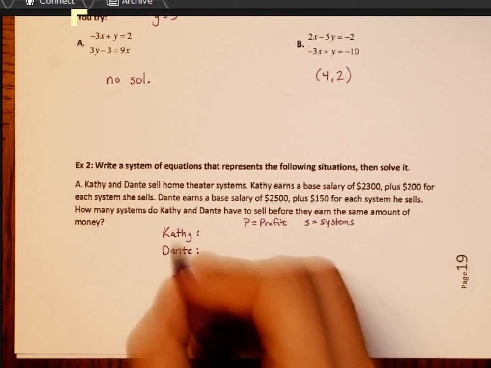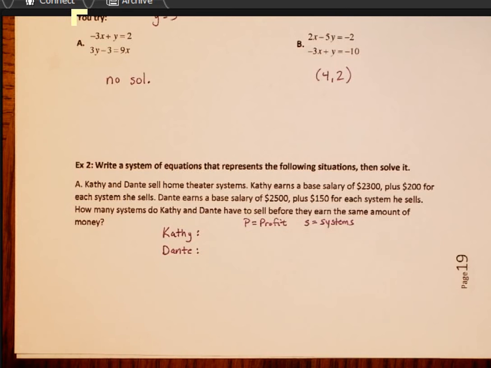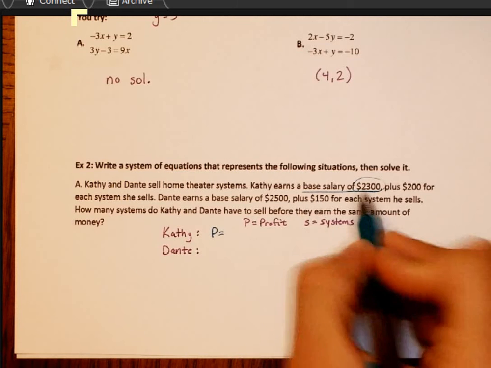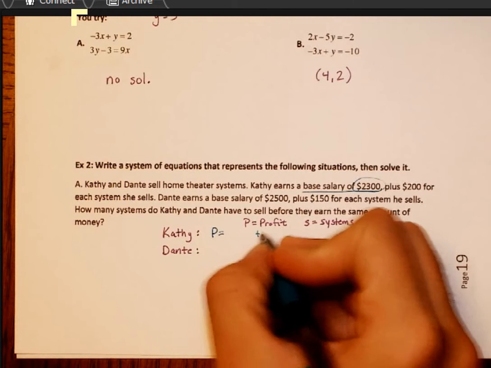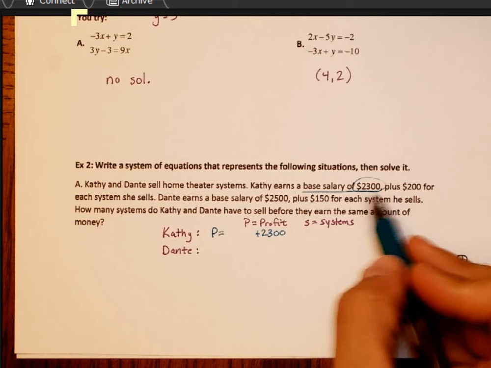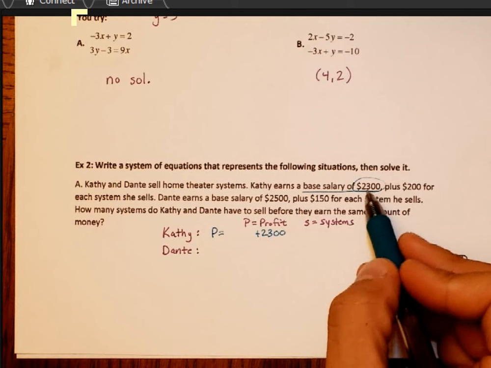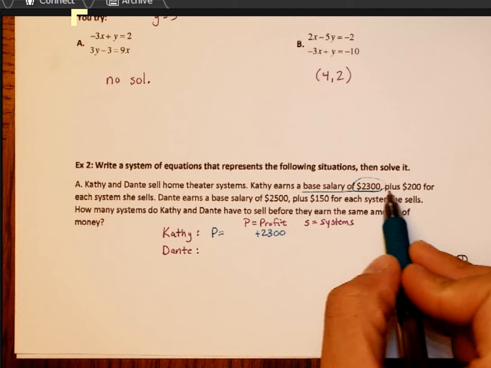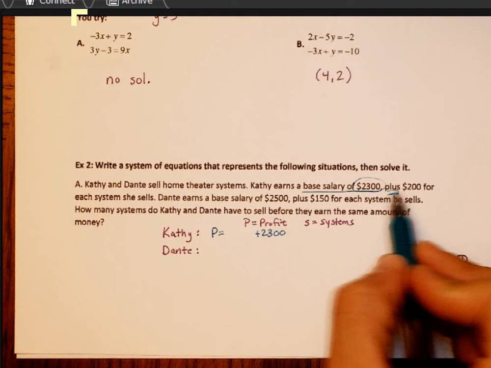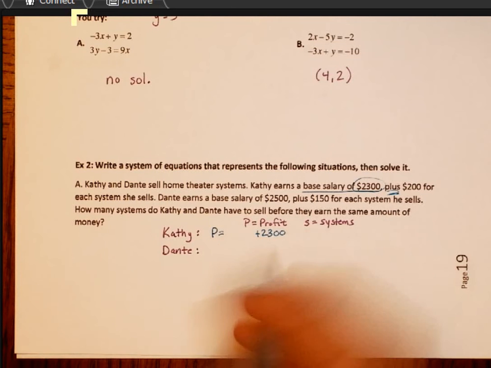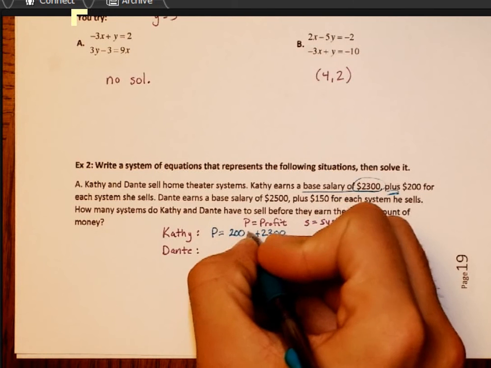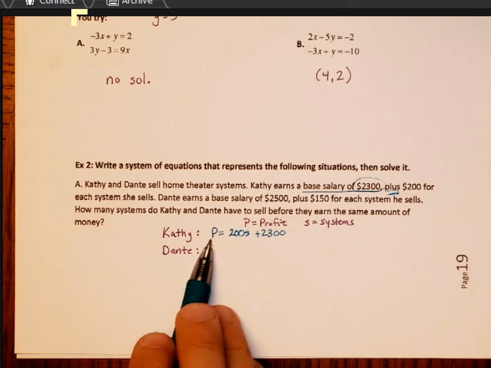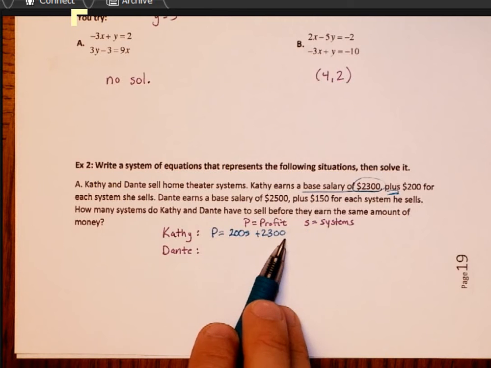So Kathy's profit is going to be equal to her base salary of $2,300. That's not going to change whether she sells one system or 100 systems. She's still going to make that $2,300. And then here it says plus $200 for each system that she sells. So that's 200 times the number of systems. So Kathy's equation is P equals 200S plus 2,300.